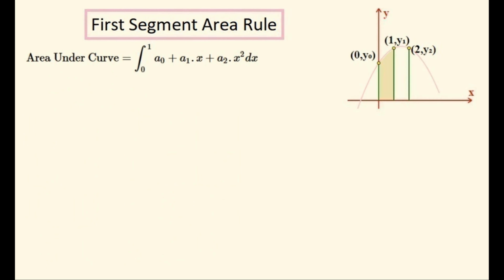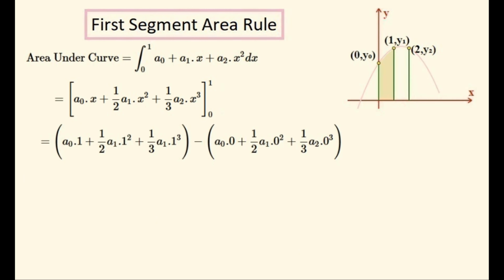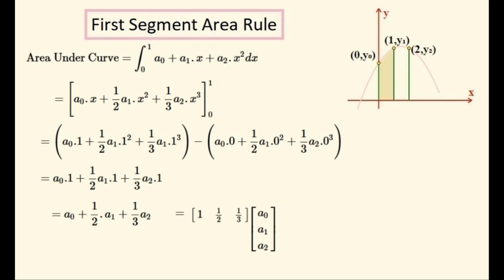And now to find the area in this segment from this integral. And the first step is to find the antiderivative. And the next step is to substitute values in for x. And then to evaluate the powers of 1. And then to simplify this expression. And this expression can be written as this vector equation.